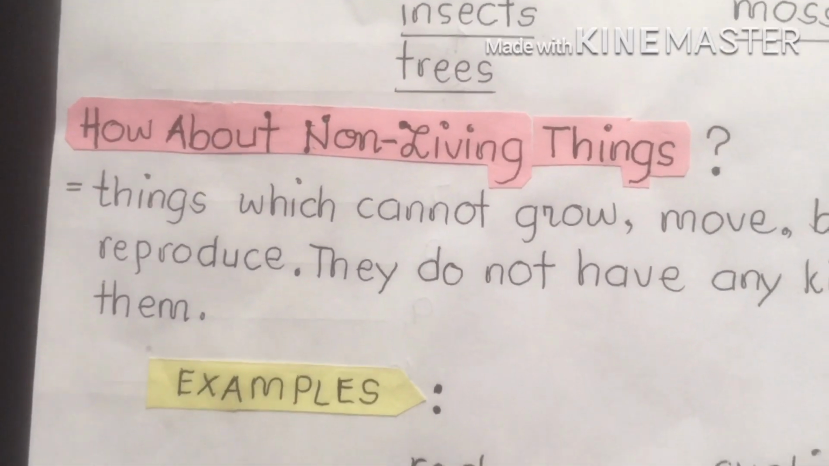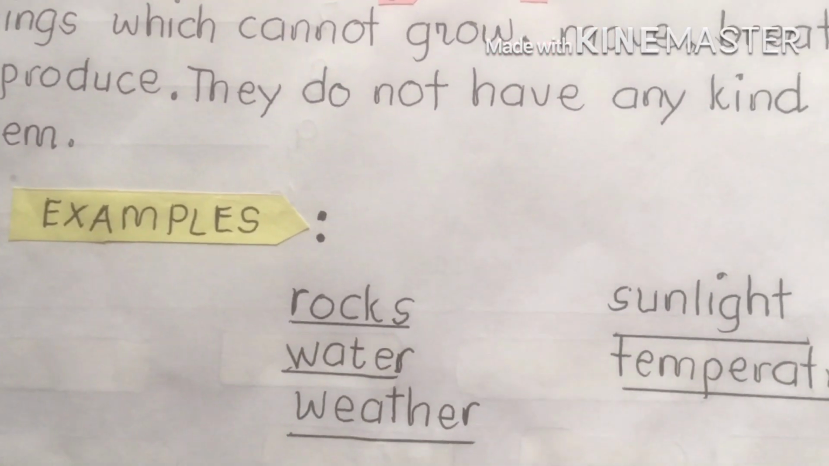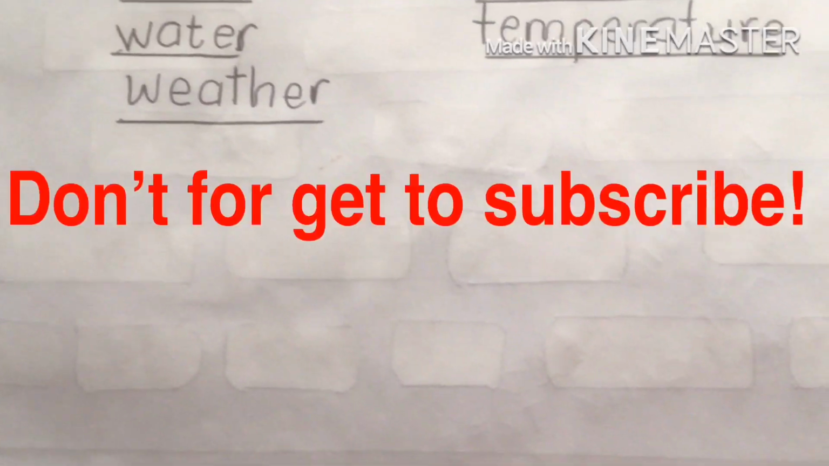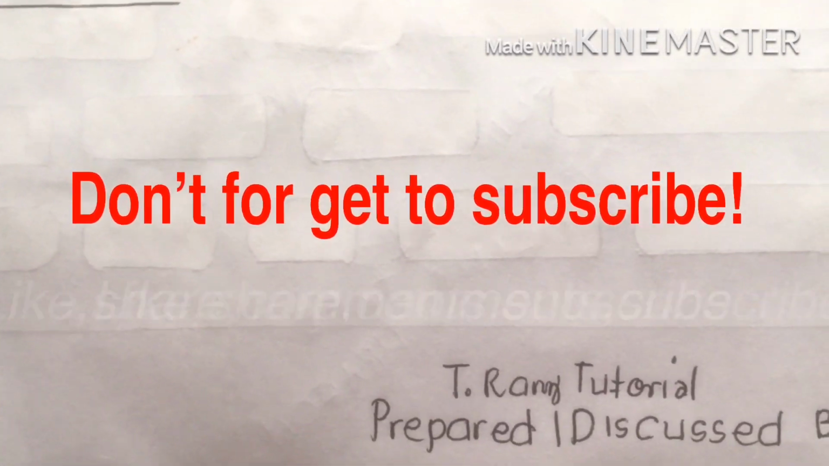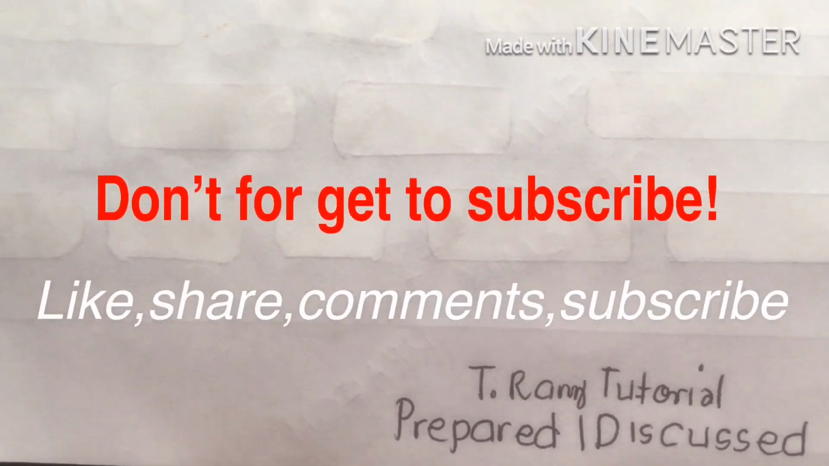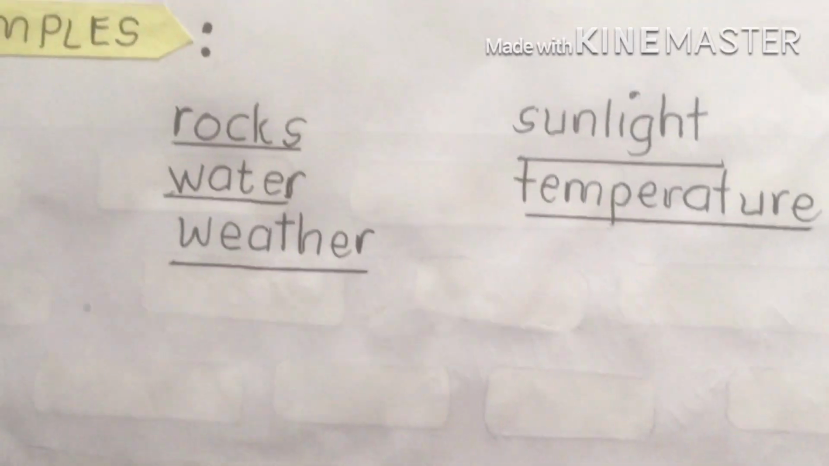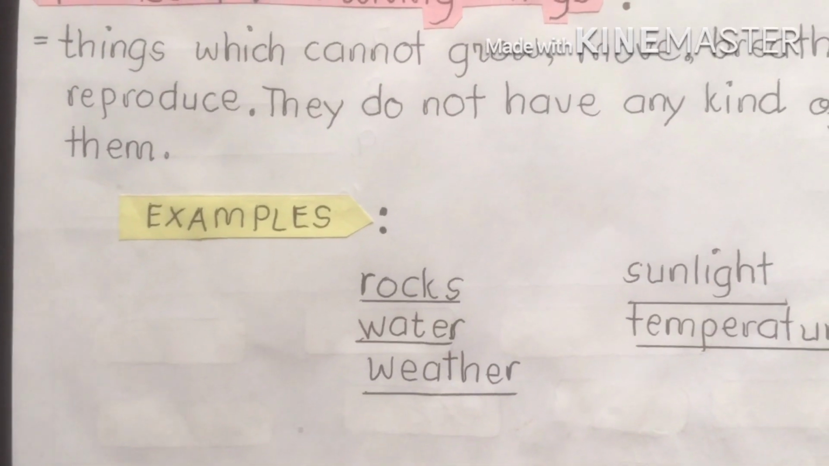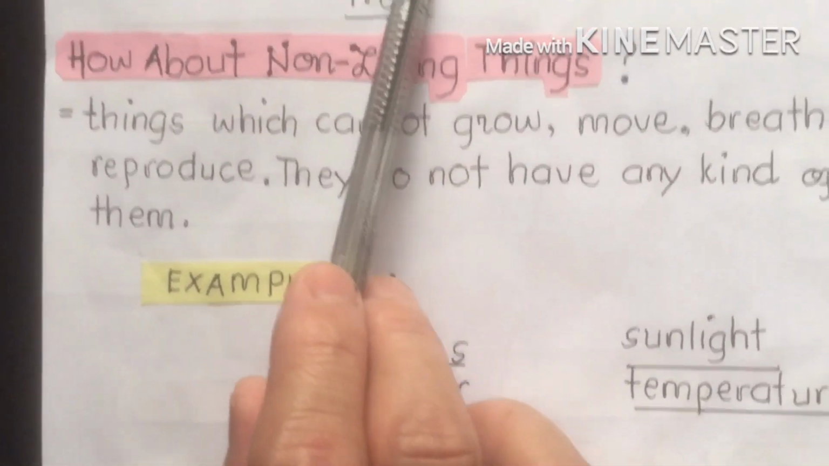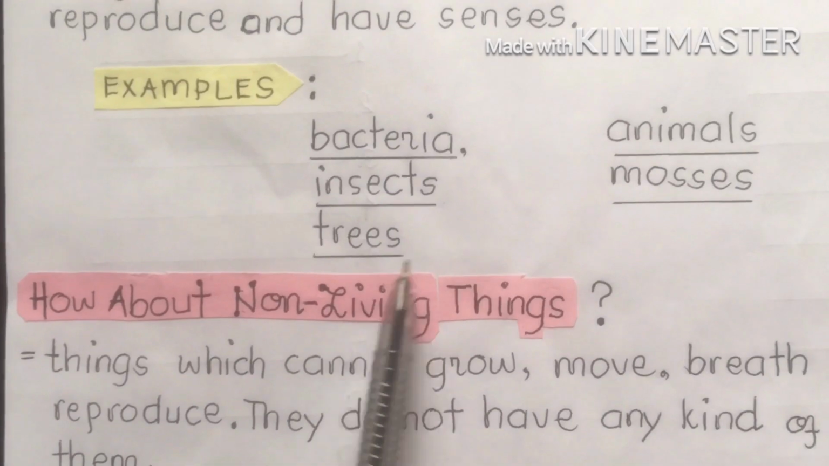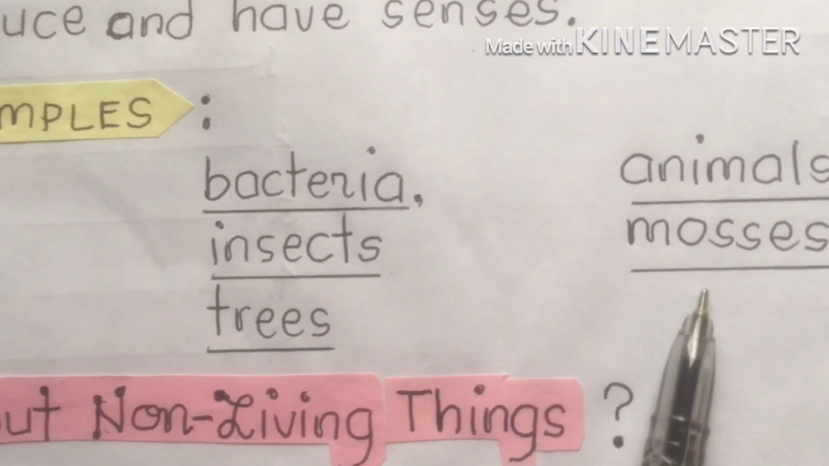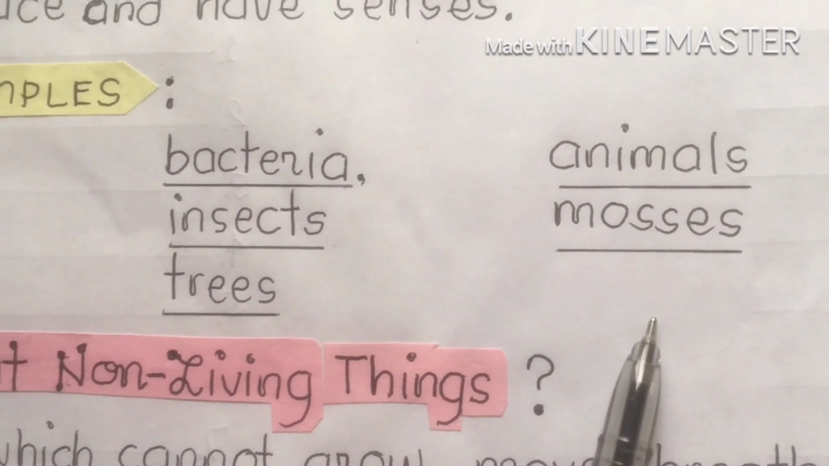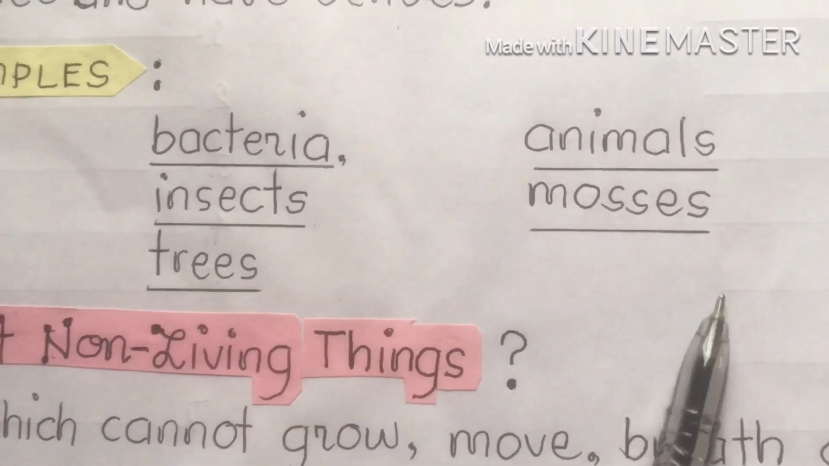We are going to proceed, my dear students, to our motivation process. Why do we need to undergo the motivation process? It's because we need to check your comprehension and listening skills, whether you understand our topic, living things or non-living things. Again, examples for living things: bacteria, insects, trees, animals, and mosses. So there is life. They reproduce and have senses.